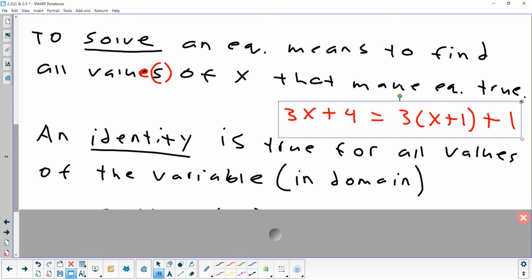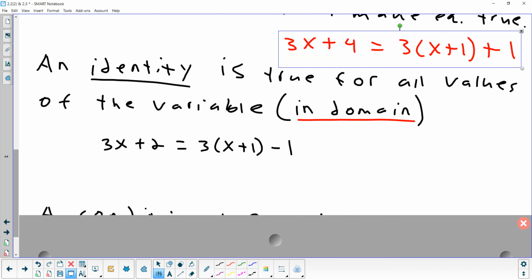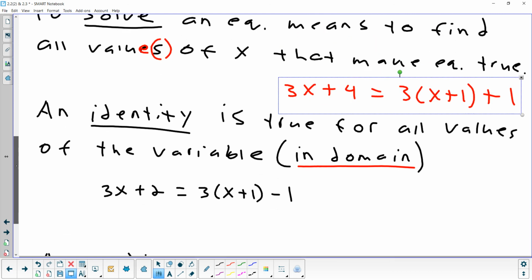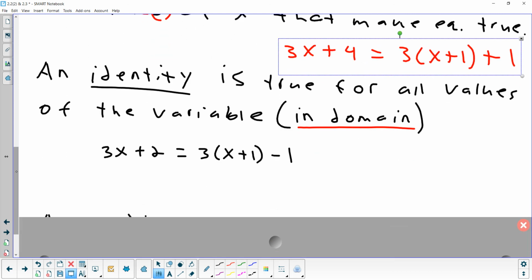And I say it's true for all values in the domain because you're never allowed to plug in a number that would cause you to divide by 0. That's just not allowed. And you can't plug in a number that would cause you to take the square root of a negative. Those are two rules you always have to follow no matter what you're plugging into. Actually, that's similar to the one I had up there, but that's also an identity.